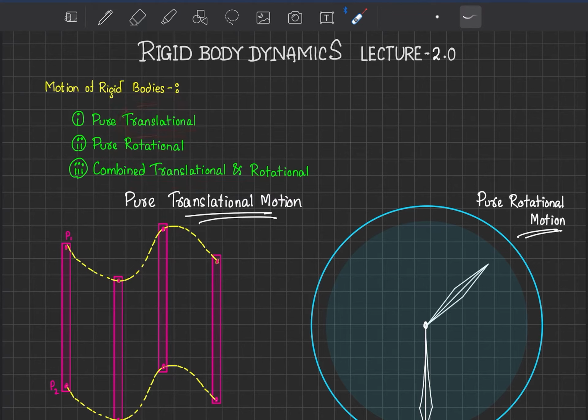So first of all, translational motion. What is a translational motion? Usually we define a motion to be translational when all of its points, let us say this is a body, it is moving in pure translatory motion. In that case, every point on that body will follow the same path. So distance covered by every particle will be the same.